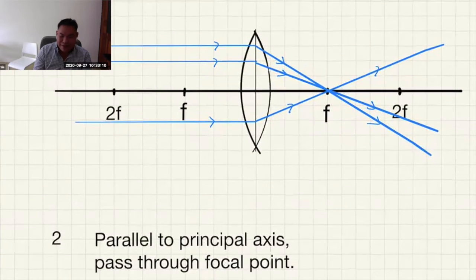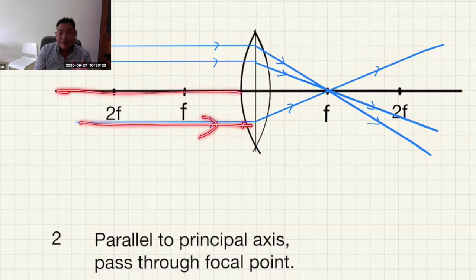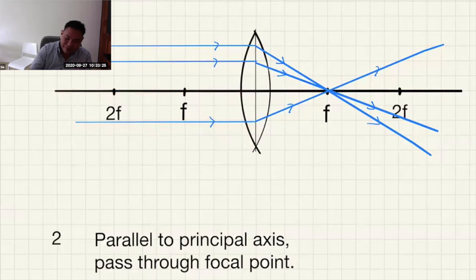Next, if they ask you to draw the bending of light on the lens, and the light is parallel to the principal axis, what must you do? How must you draw the light on the other side? Very simple, pass through focal point. So they give you a light direction and it happens to be parallel to principal axis, you just pass through focal point on the other side.